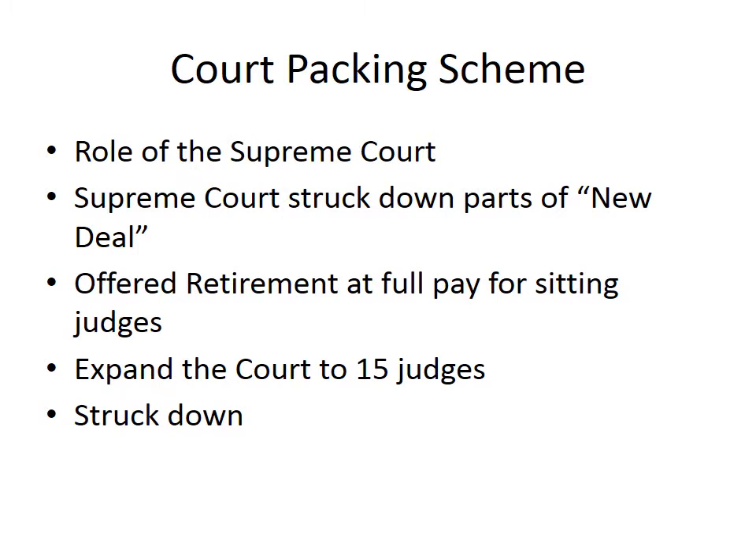So he starts looking at ways to make the court more liberal and help get some of his New Deal through. He started offering full retirement to sitting judges. He offered to expand the court to 15 judges, saying y'all are getting kind of old, maybe you need some help. Because remember, judges are appointed for life. And if you expand the court, of course, the president gets to appoint a judge, and then he would, of course, appoint a liberal judge.